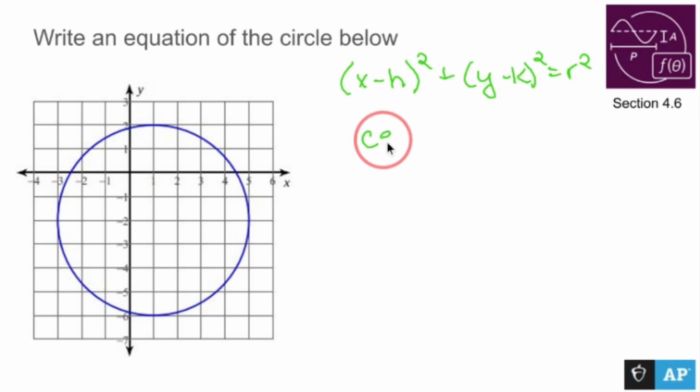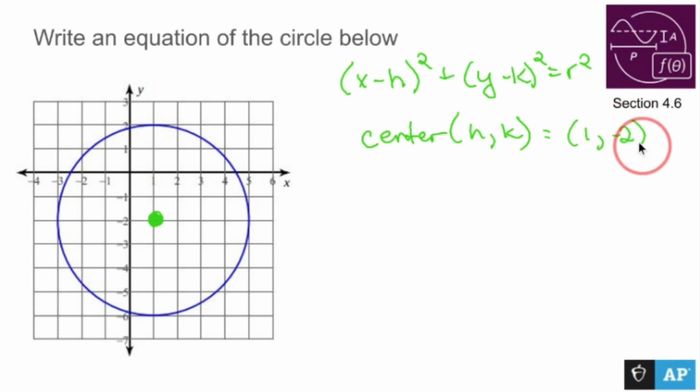My center is (h, k). So let's locate the center. It looks like you're going to be my center, which means my center in this case is going to be the point (1, -2), which means h is 1 and k is -2. So really showing my work, because this isn't that bad of a problem.